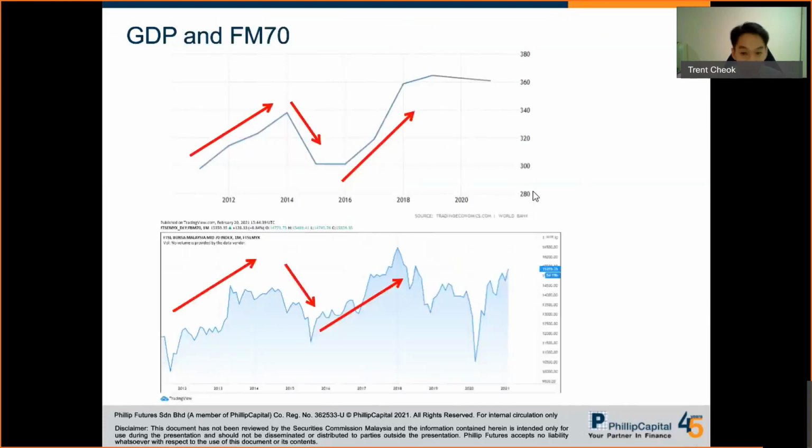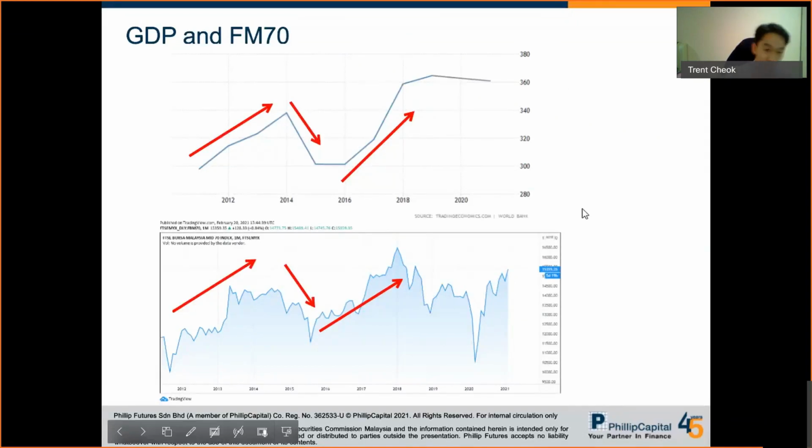Now I'll show it to you. This is based on my observation and also some market statistics. You can see how GDP compares to the FM70 index. On the top here, these are the GDP values from 2011 to 2020. And down there is the FM70 index. This is the underlying index, not the FM70 futures. It is the FM70 underlying spot index.